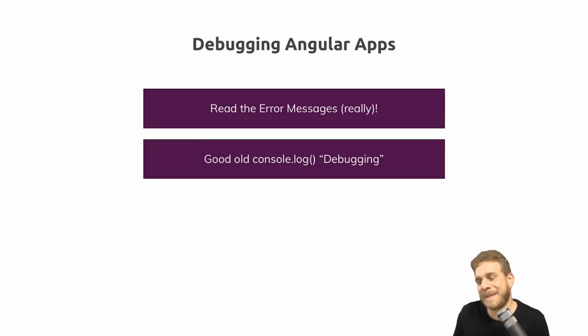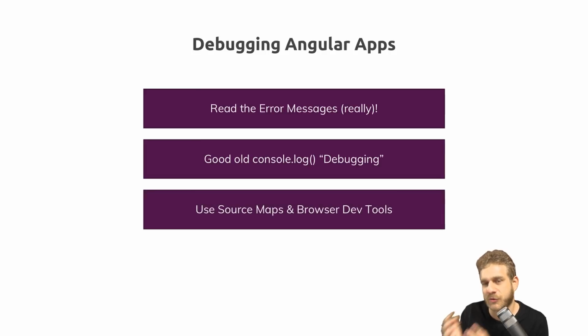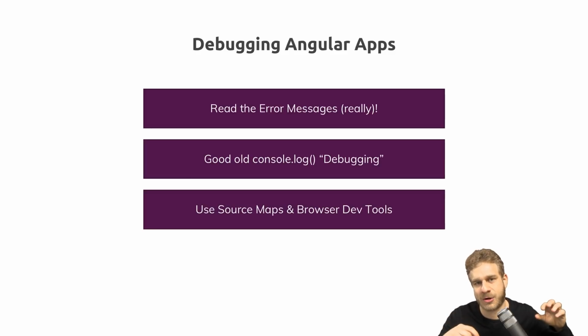A better solution, of course, is to use the source maps the CLI project gives you automatically. Source maps are little files the Chrome or in general the browser developer tools can use to create a bridge from the compiled and optimized JavaScript code running in the browser to your original files, which are of course easier to read for you. So use these source maps in conjunction with the browser dev tools.